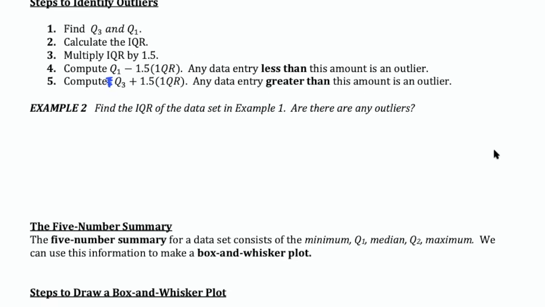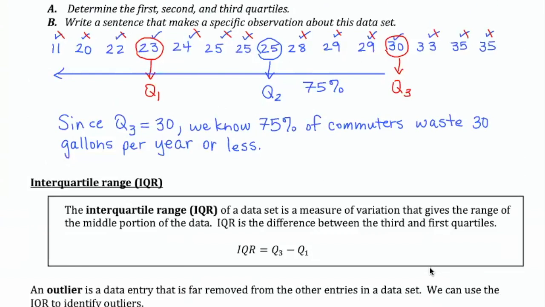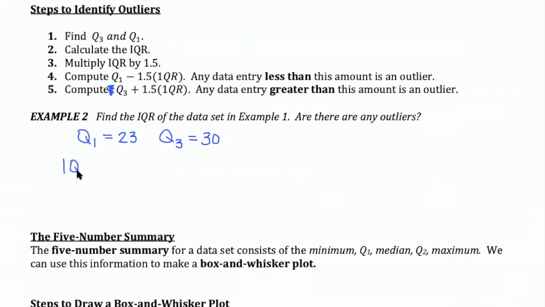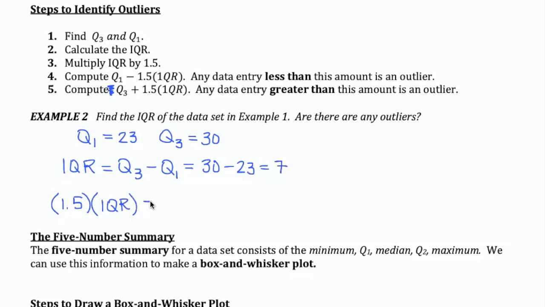So we're supposed to find the IQR for the data set in example 1. And are there any outliers? So if we go back and look at example 1, our Q1 was 23 and our Q3 was 30. So to calculate my IQR, I take Q3, always Q3 first, subtract Q1, I get 30, take away 23, which is 7. The next thing it says to do is again multiply your IQR times 1.5. And when you multiply 7 times 1.5, I believe you get 10.5.